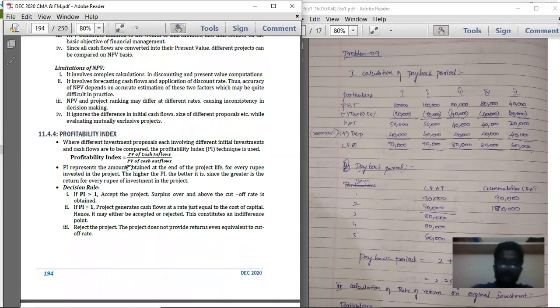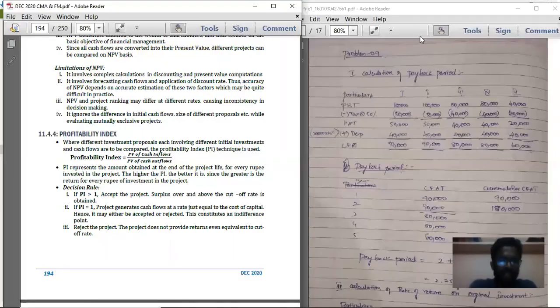The next is profitability index. What we are finding for NPV is present value of cash inflows minus present value of cash outflows. That is NPV. And profitability index is nothing but present value of cash inflows divided by present value of cash outflows.